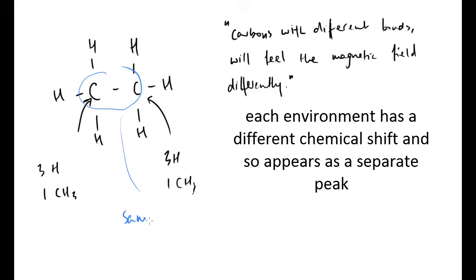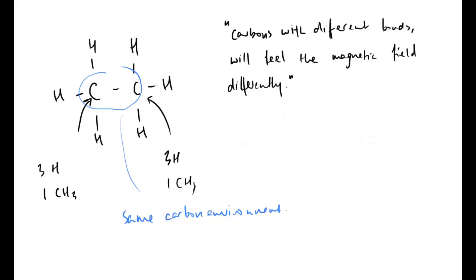So these 2 hydrogens have the same carbon environment. And again, once more, just to make that really clear, the reason is that each one of these carbons, look at them individually. This carbon first has 3 hydrogens and a CH3 group bound to it. This carbon has 3 hydrogens and a CH3 group bound to it. Therefore, they are in the same environment. They are not the same carbon. They are 2 carbons, but they are in the same environment.